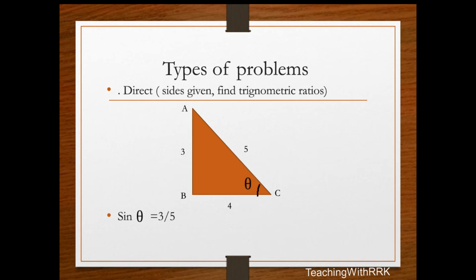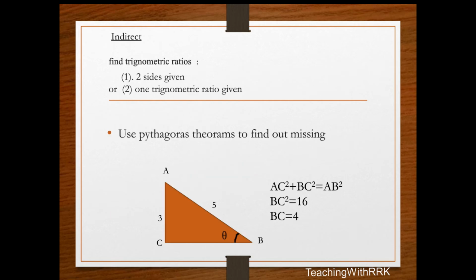Then the types of problems you can expect. One, direct and indirect. Direct means all three sides are given, and you have to find the trigonometric ratios. That you can find easily. That is, from the figure, what is sin theta? Sin theta is opposite by hypotenuse, 3 by 5. Cos theta is 4 by 5. BC is the adjacent side, AB is the opposite side, AC is the hypotenuse. Tan theta is opposite by adjacent, 3 by 4, and so on.